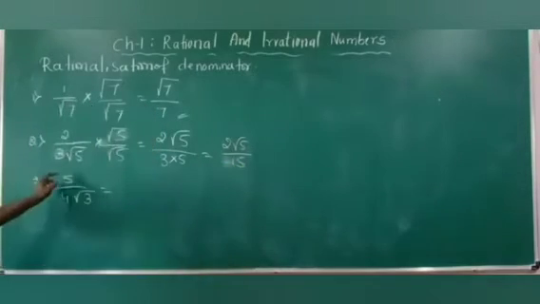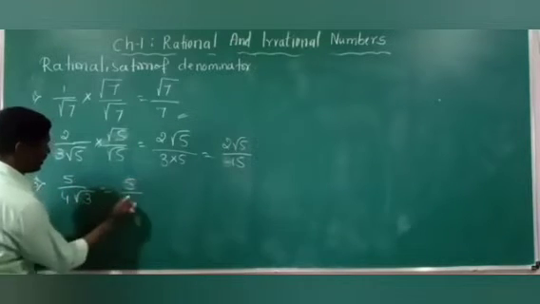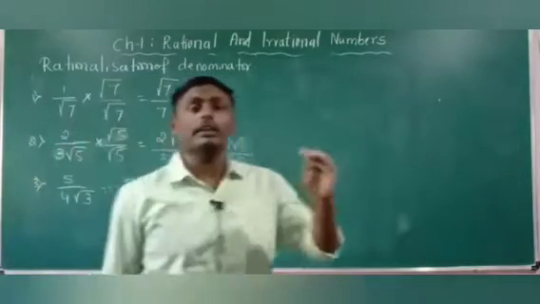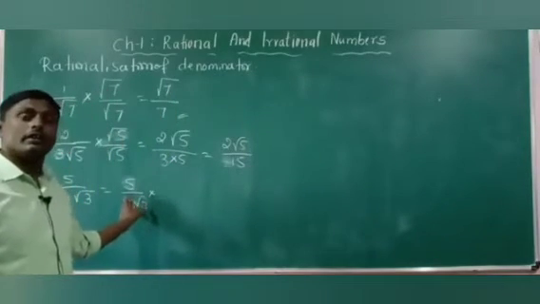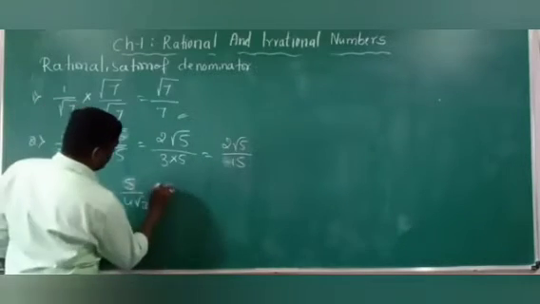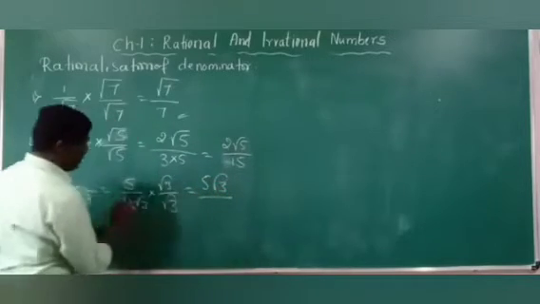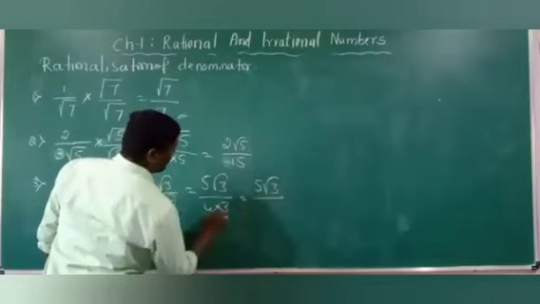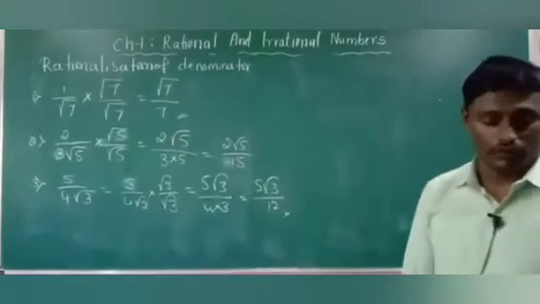Next one, 5 divided by 4 root 3, write this 5 as it is. Now rationalize the denominator. Rationalizing the denominator means we are multiplying the required rationalizing factor for both numerator and denominator. So root 3 into root 3, 5 into root 3 is 5 root 3, divided by root 3 into root 3 is 3, remaining 4. 5 root 3 as it is, 4 threes are 12. So these are the required rationalized forms of the given questions.